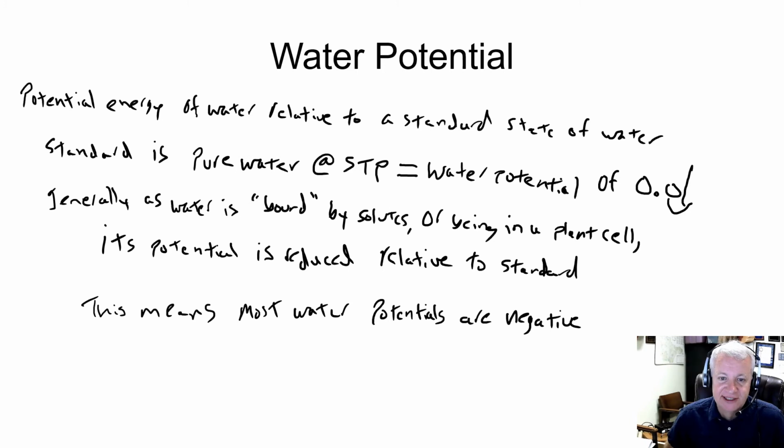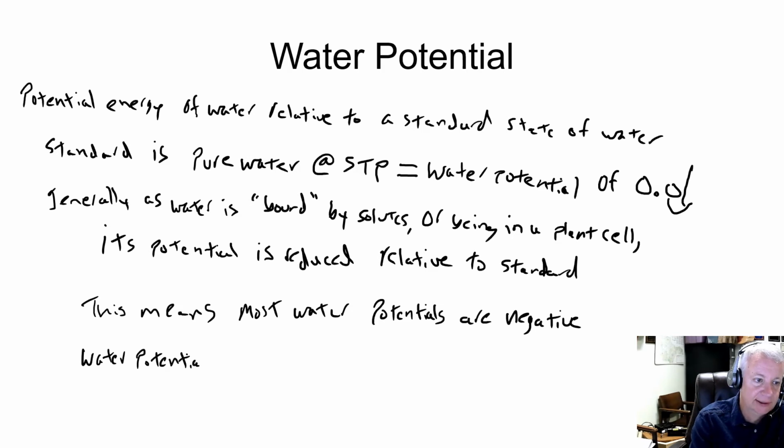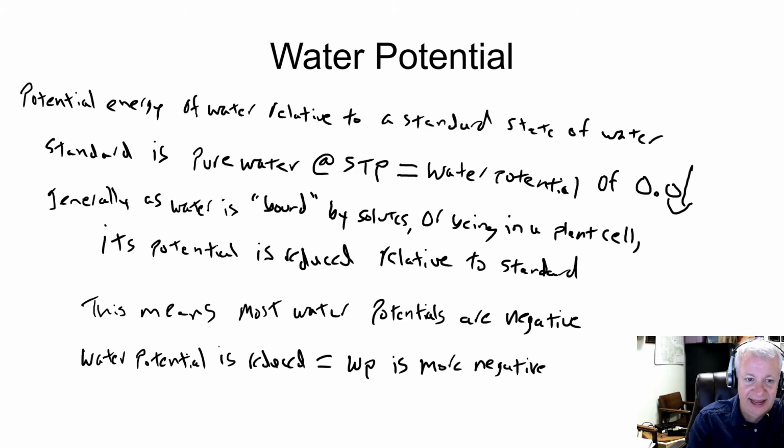So when we say, for instance, water potential is reduced, and I try not to say it this way, but if you hear someone say water potential is reduced, that means water potential is more negative. And that can be confusing because that is a bigger negative number, so the absolute value of that number is bigger, but it's a reduction. So I usually try to say more negative or less negative when I'm talking about relative values of water potential. That, I think, can help clarify a little bit.